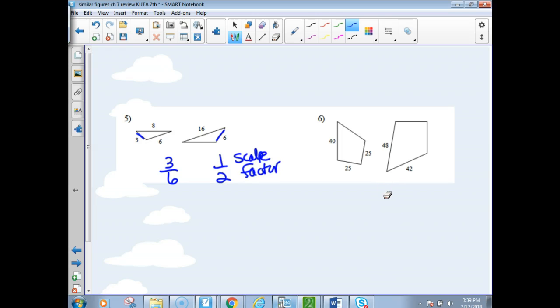And on this one, let's see, I got to figure out what I can compare. These sides would be corresponding with the 25s, so I got to use this side, and it would correspond to the longest side in this figure. The longest side in this figure is the 48, so I have to compare 40 to 48. That was a little bit of a tricky one to decide whether to use the 40 and the 42 or the 40 and the 48. This reduces by dividing by 8. That would be 5 to 6. Scale factor is always a reduced fraction.